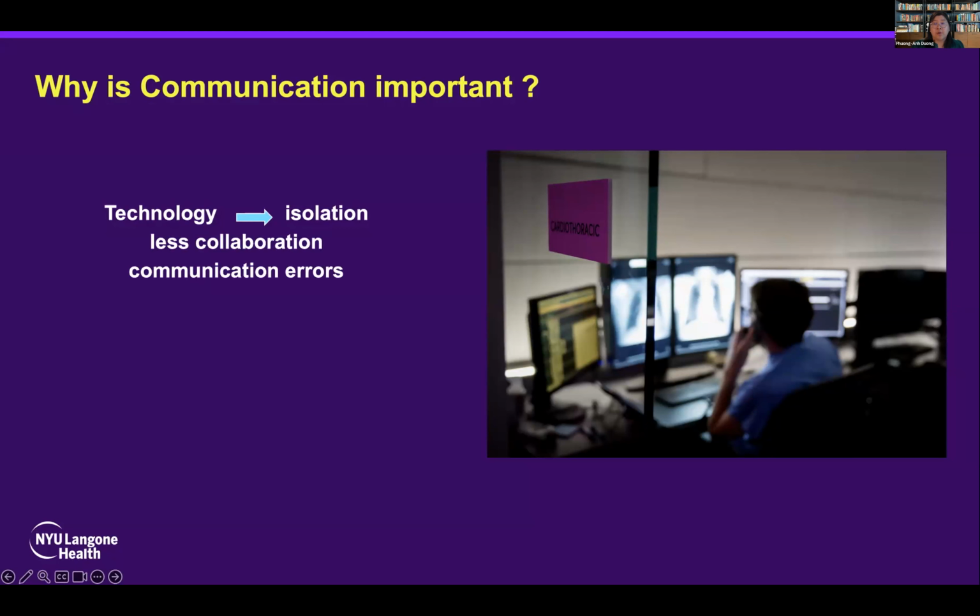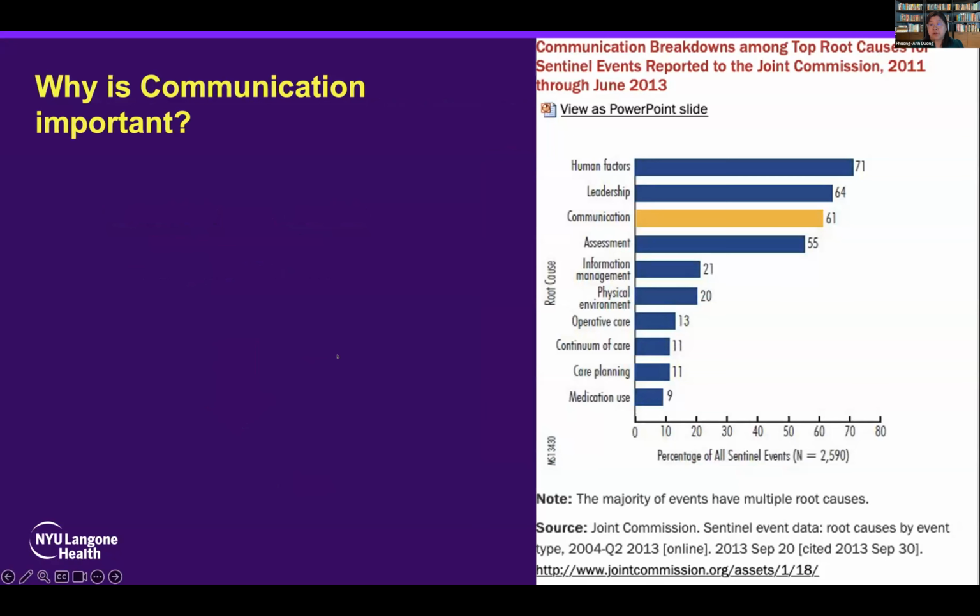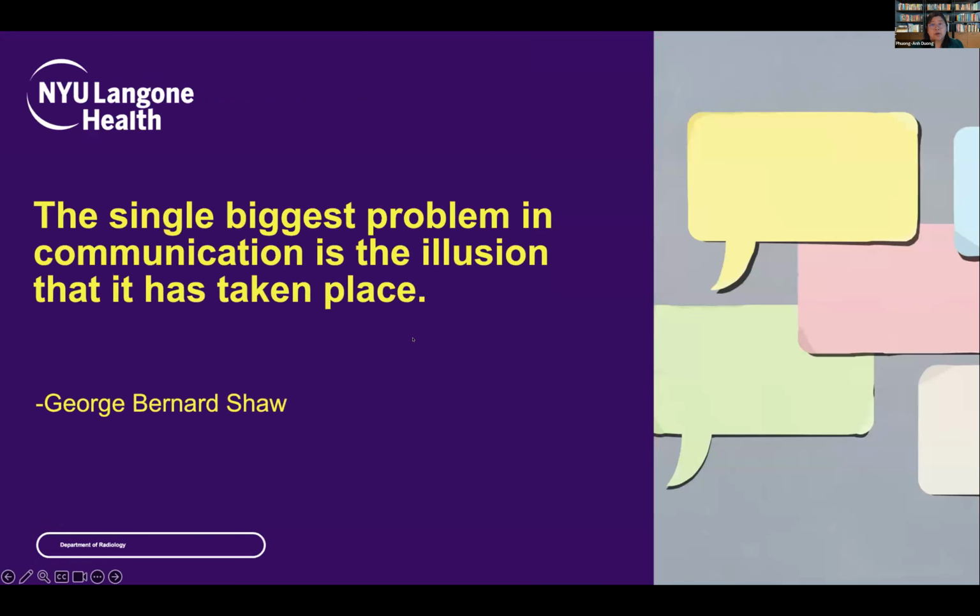And with less collaboration, with not knowing each other and seeing each other as often, there's going to be more communication errors. And that can lead to more medical errors. In fact, when the Joint Commission reviewed the sentinel events that were reported to them, what they found was communication was the third leading cause of medical error. Most events have multiple root causes, so this doesn't add up to 100%, but communication errors were present in almost 2/3 of the cases that were reviewed. I think often we don't realize when these communication errors occur. We think that we've communicated what we've communicated, but it wasn't received in the way that we thought.